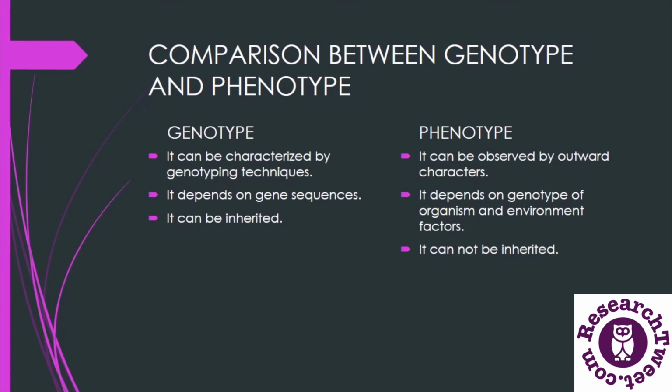The genotype of any organism can be inherited from generation to generation, while the phenotype of any organism cannot be inherited, because phenotypic ratios are also influenced by many other factors like environmental factors or lifestyle of the organism, or also the nutritional value of this organism.